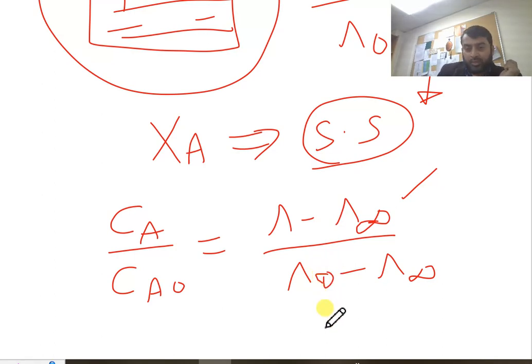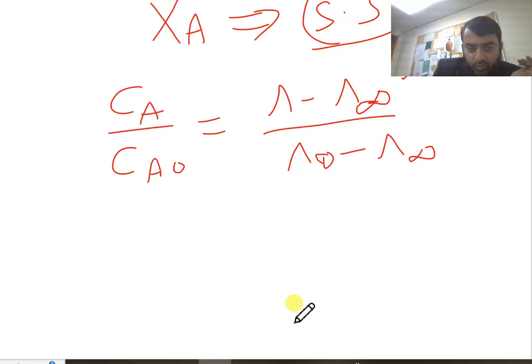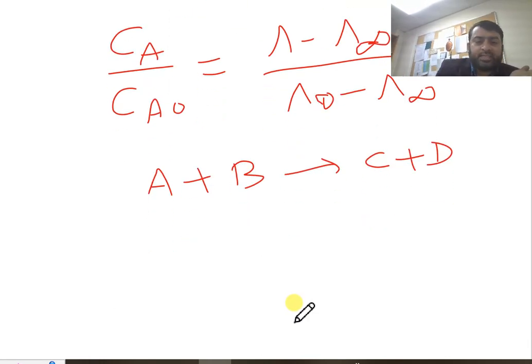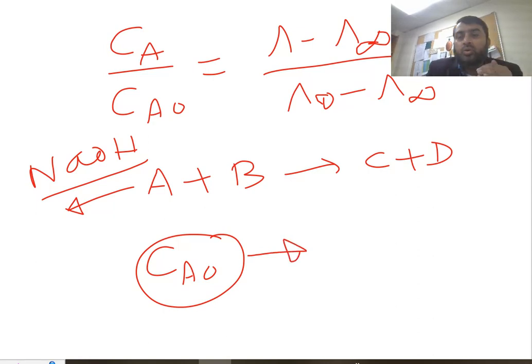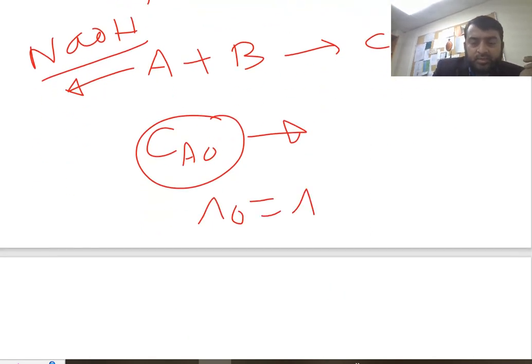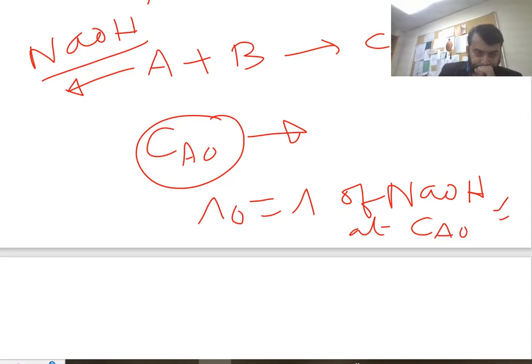Okay. So lambda 0, as I said, is the initial conductivity. Initial conductivity means when there is no reaction, there is no conversion, both feeds mixing in the reactor. A plus B giving you C plus D, where A is NaOH. So at the entrance, after the mixing, the concentration is Ca naught. You have NaOH and you have ethyl acetate. Ethyl acetate doesn't have any conductivity, so lambda 0 will be nothing but the conductivity of NaOH at initial concentration Ca naught. Okay, this is lambda 0.